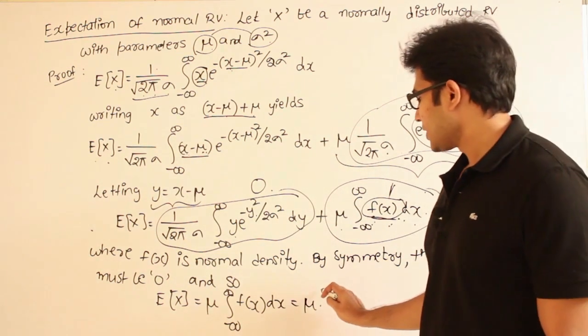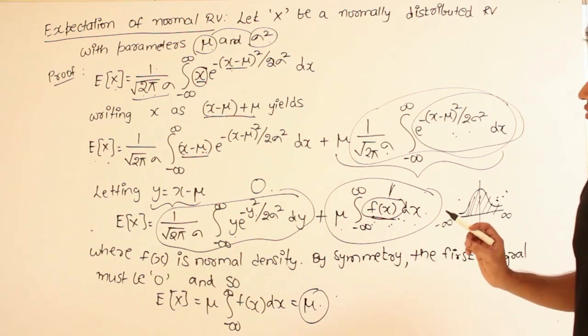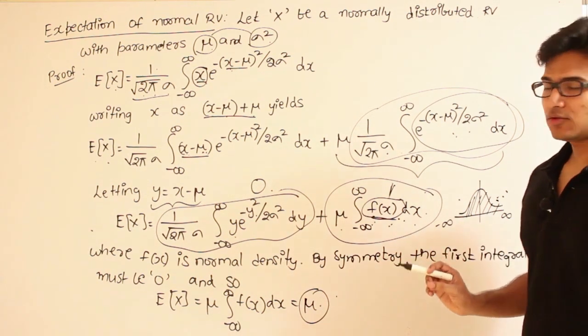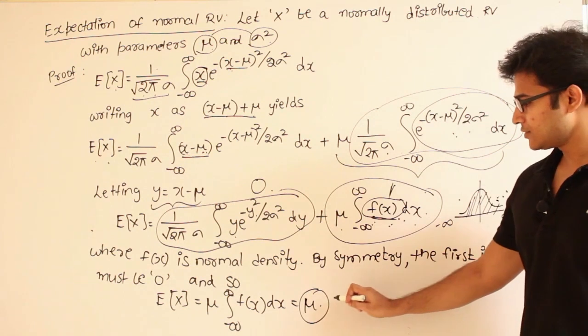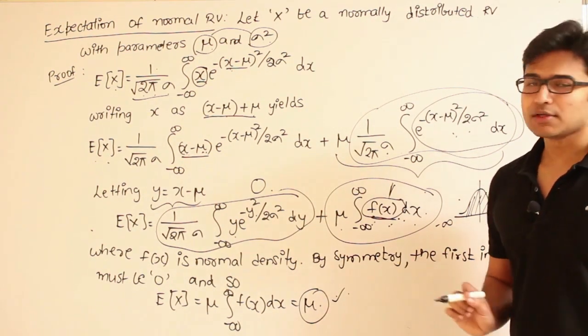And whatever you are going to get is mu. So whatever it is, finally what you should remember is the expectation of a normal random variable is mu. So with this topic, we have finished with all the expectations.